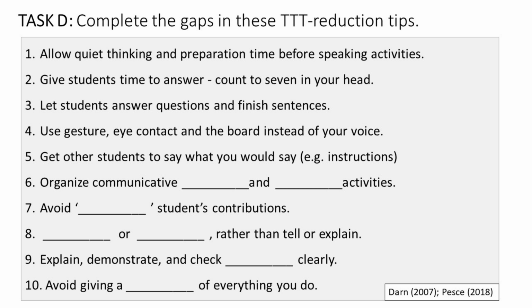Number 5, get other students to say what you would say. For example, instructions. So rather than explaining the activity, you could ask a strong student or a weaker student to read the instruction in the book, to focus everybody in the class on that exercise, which practices their pronunciation, and also it saves your voice and gives them a little practice.